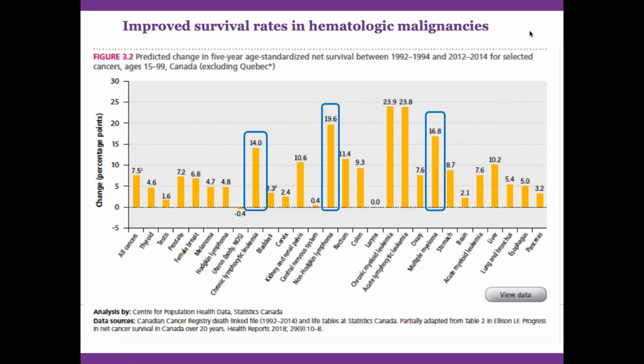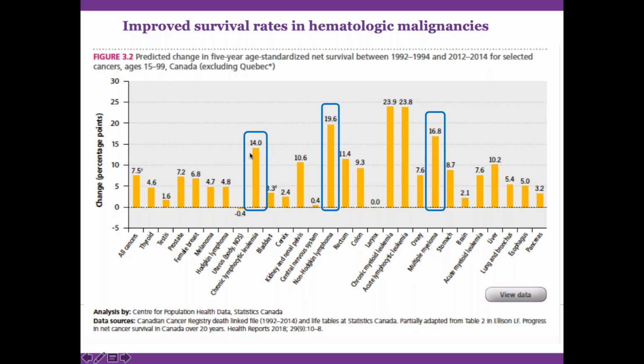Have there been advances in standard of care in hematologic malignancies? I know you're all interested in this question. So what I've done here is produced a series of slides which address this. This slide comes from the Canadian Cancer Registry, and it shows the 5-year age-adjusted net survival between two periods, 1992 to 1994 and 2012 to 2014, for a number of different cancers. And it shows the percent change between these two periods, which are separated by about 20 years.